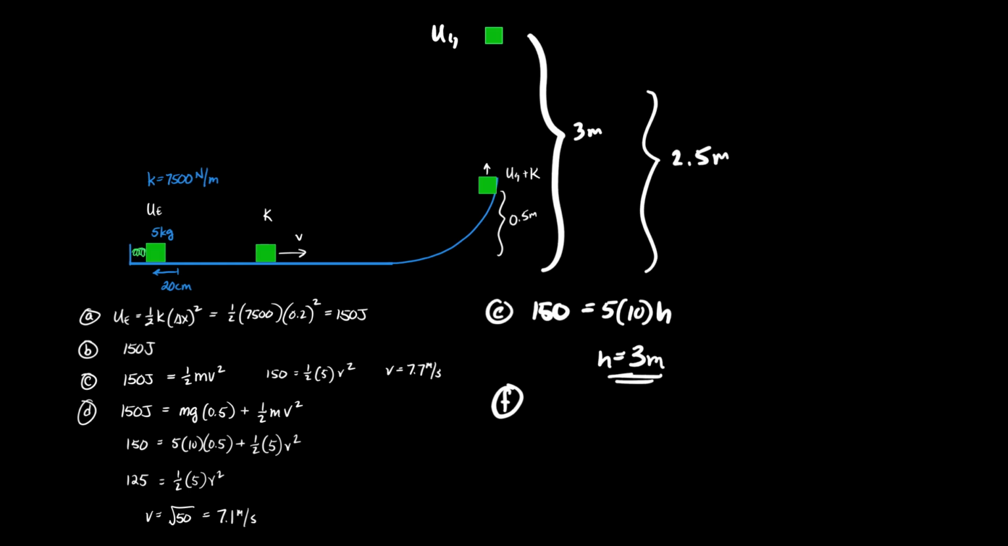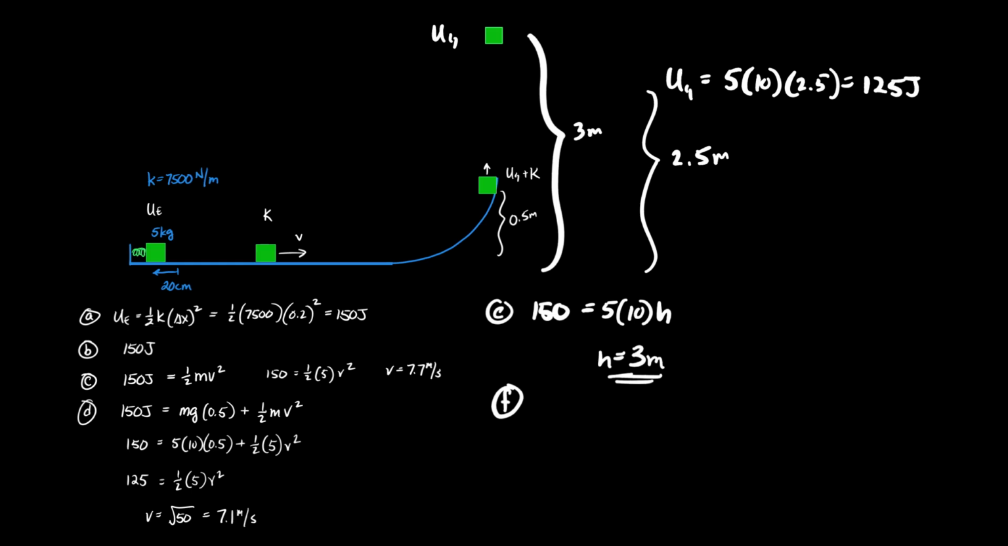Regardless of what has happened, at this moment, the object actually has 5 times 10 times 2.5 worth of energy, right? I'm just calculating the amount of gravitational potential energy it has right now. And that's 5 times 10 times 2.5. That is 125 joules.